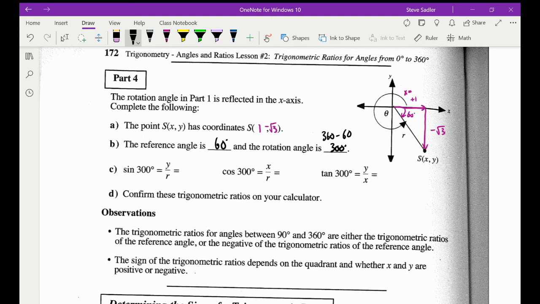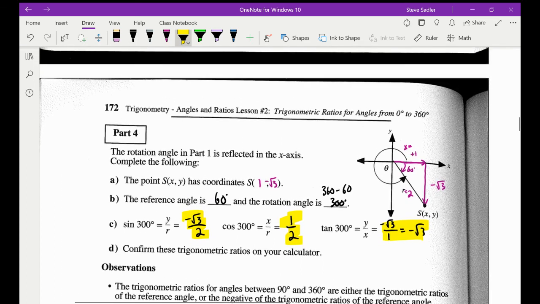So that means the sine of 300 is going to be y over r. And our y in this case is -√3 over r, which we know is still 2. So -√3 over 2. Cos of 300 is x over r. X is 1, r is 2. And tan is y over x. So that's -√3 over 1, which is -√3. So now in this case, sine is negative, the cos is turned to be positive, and the tan is negative.